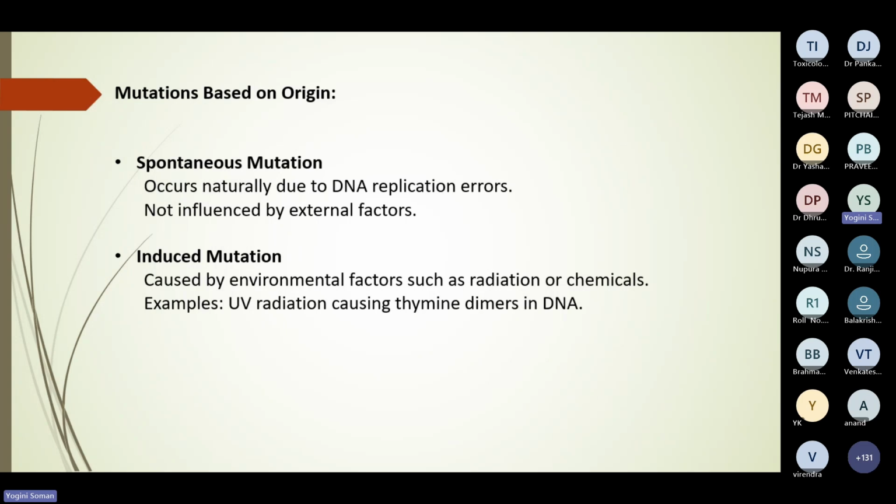The next is mutation based on the origin. First is a spontaneous mutation, and second is an induced mutation. Spontaneous mutation occurs naturally due to DNA replication errors, and is not influenced by external factors. The induced mutations are caused by environmental factors such as radiation or chemicals. Examples of induced mutations are UV radiation, which causes the thymidine dimer in the DNA.